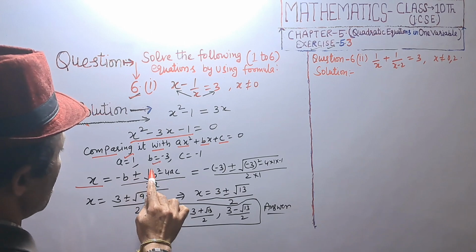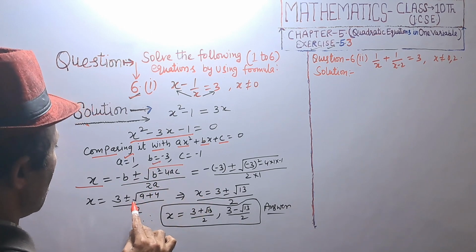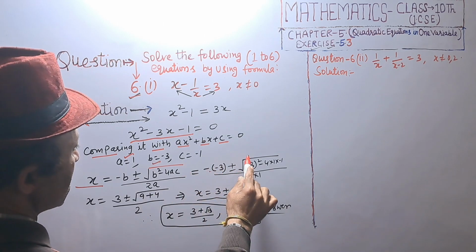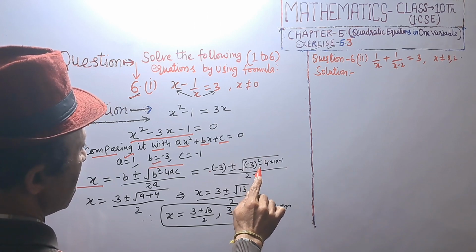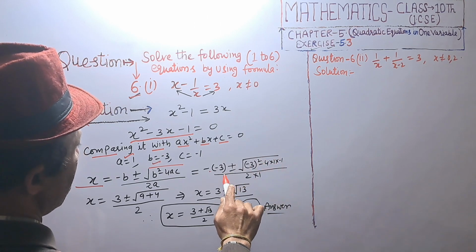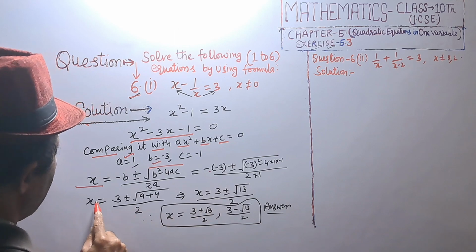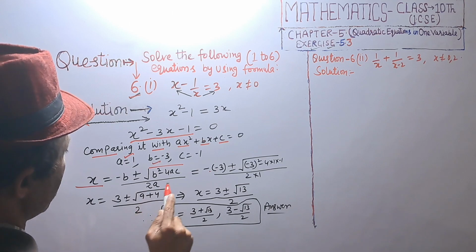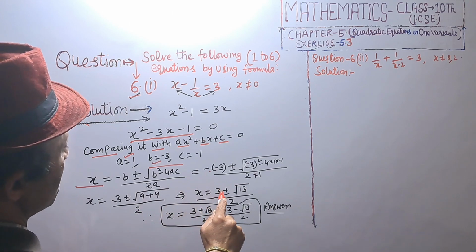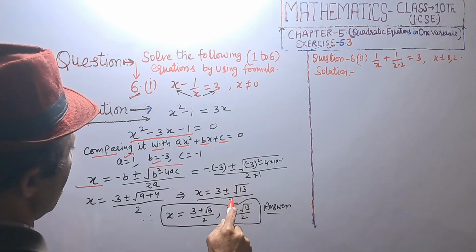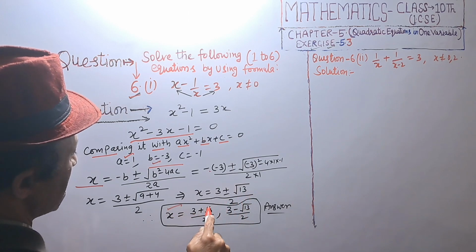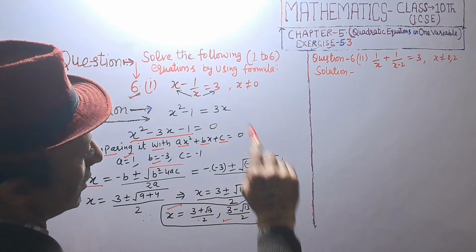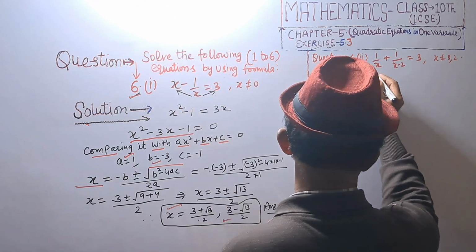And we are using the formula, that is minus b plus minus root b square minus 4ac upon 2a, minus b is minus 3 plus minus root minus 3 square minus 4 into 1 into minus 1 divided by 2 into 1. x is equal to 3 plus minus root 9 plus 4 equal to 13 upon 2. This implies x equal to 3 plus minus root 13 upon 2, and one root is 3 plus root 13 upon 2, other root is 3 minus root 13 upon 2. Answer.